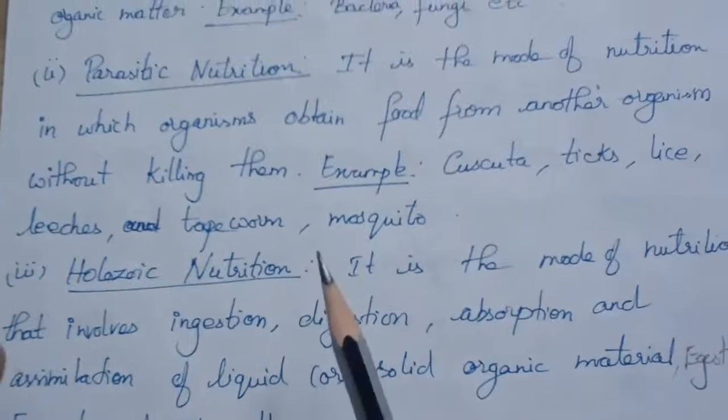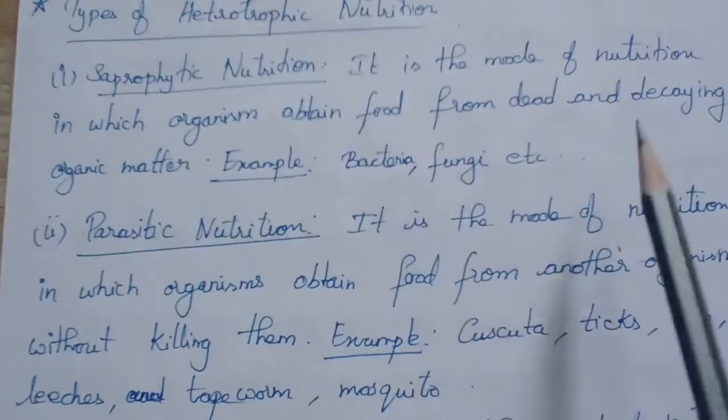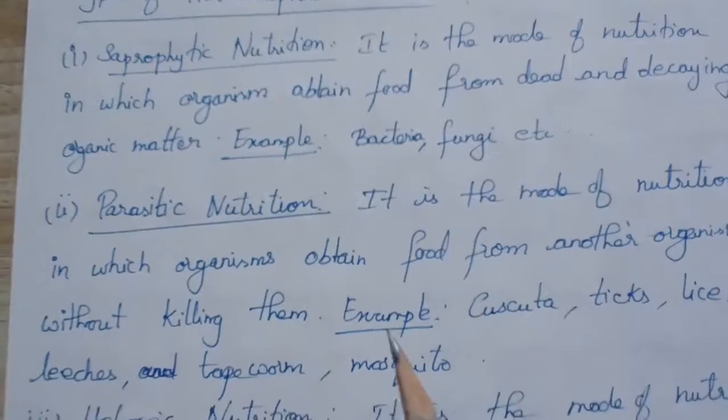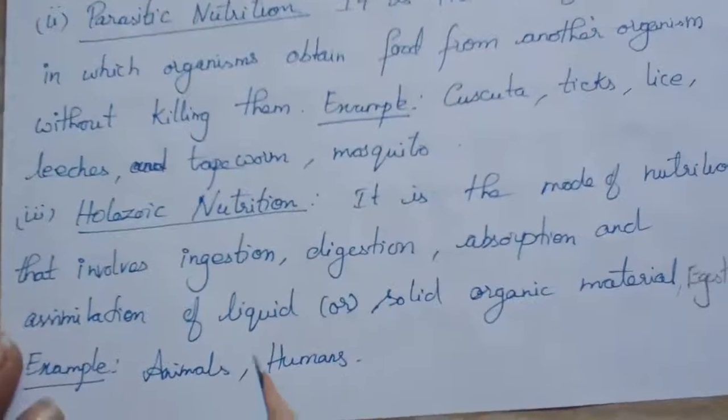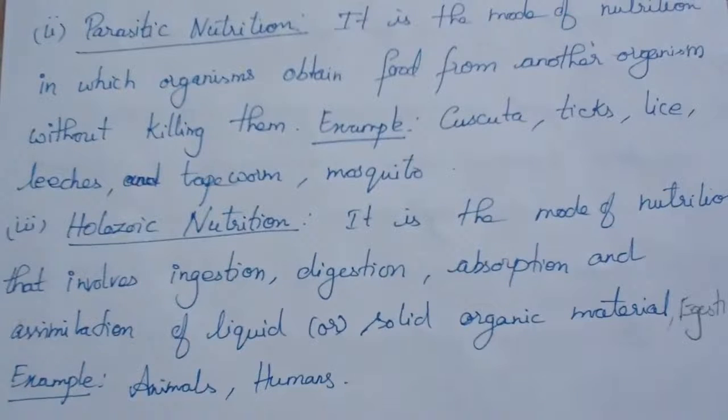So saprobiotic means it depends on dead and decaying material. Parasitic means it depends on another organism without harming it. Holozoic nutrition involves ingestion, which means taking in the food, then digestion using enzymes. Everything is then absorbed by the cells and assimilated, that is, used by the cell for growth, repair or maintenance, and the undigested food or solid waste is removed by egestion. This happens in animals and human beings.